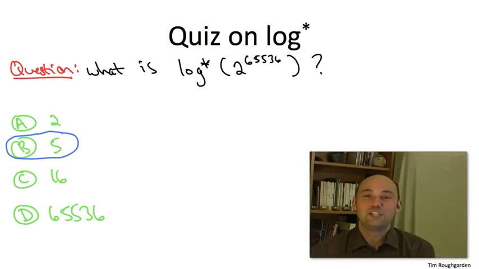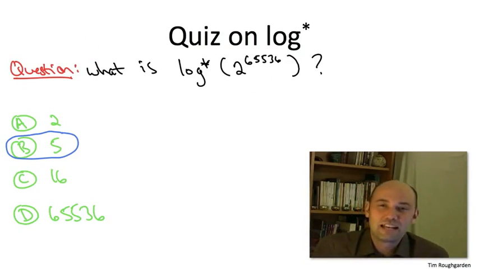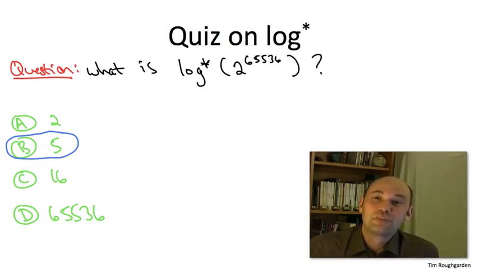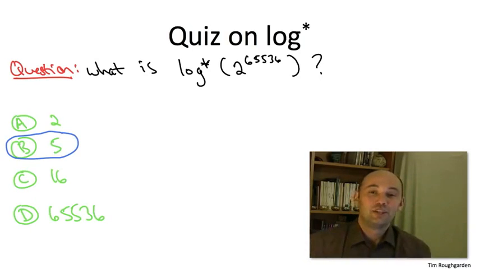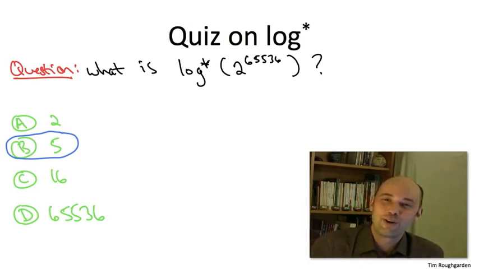So the correct answer is B. It is 5. And you should probably spend a couple seconds just reflecting on how absurd this is, right? So you take this ridiculous number, 2 to the 65,000. Remember, the number of atoms in the known universe estimated is way smaller than this. It's just 10 to the 80. So you take this ridiculous number, you apply the log star function, you get back 5. Why do you get back 5?